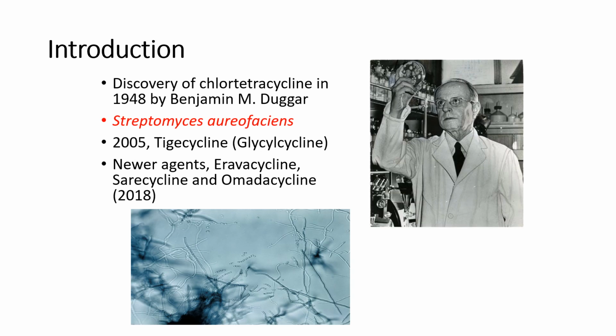So the tetracyclines were discovered in 1948 by Benjamin M. Duggar from a fungus which is Streptomyces aureofaciens. The newer antibiotic of tetracycline, which is tigecycline, was discovered in 2005, and further newer agents were developed in 2018, and that include eravacycline, sarecycline, and omadacycline.